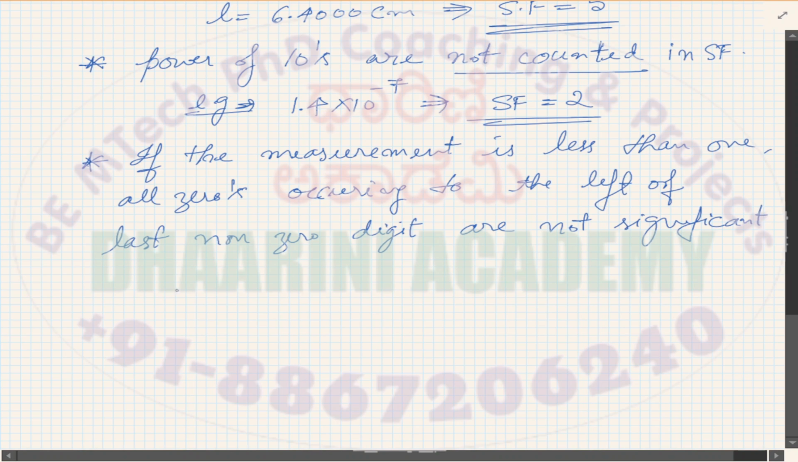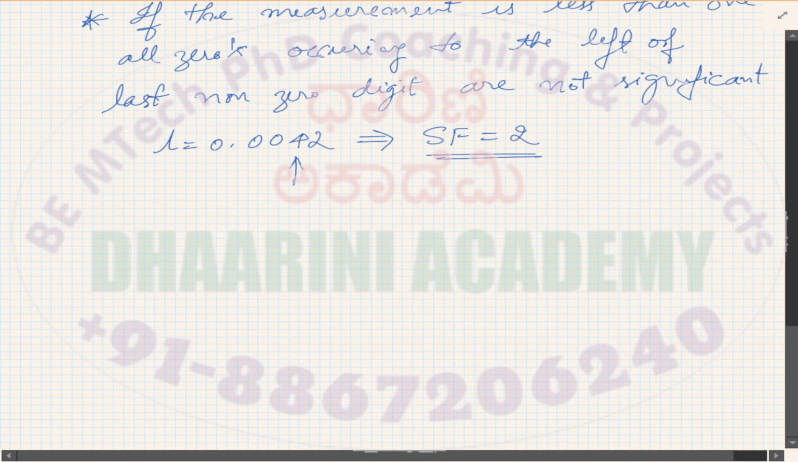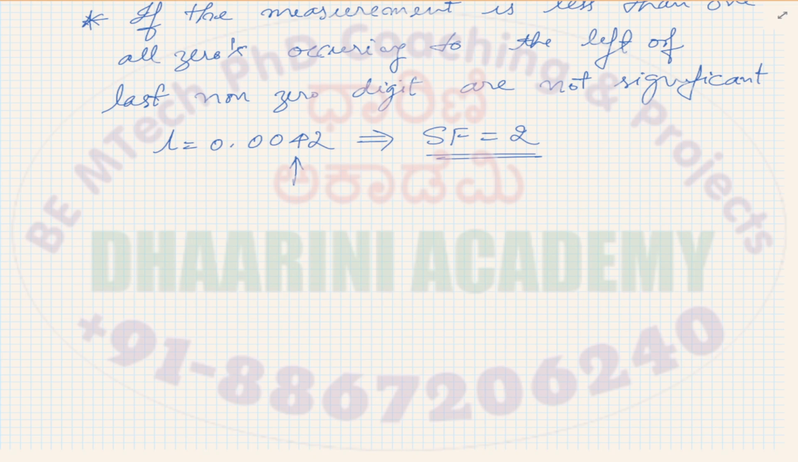This means, for example, let's take the measurement L is equal to 0.0042. In this case, the last non-zero digit is this 4. Before 4, however many zeros may come, they are not significant. This implies, what is the significant figure in this case? You can see that SF is equal to 2. Only 4 and 2 will be considered. Irrespective of the way we write the number, we have to have the same significant figures throughout.